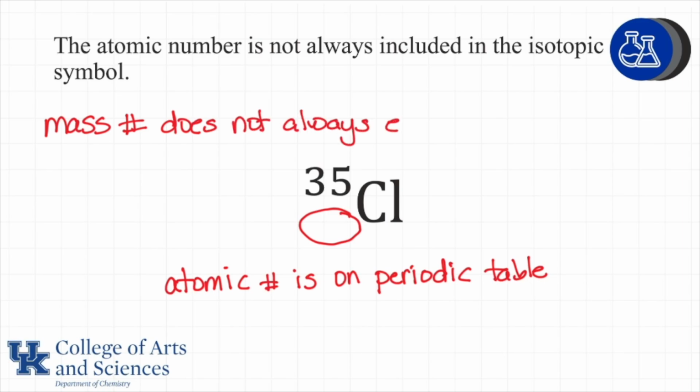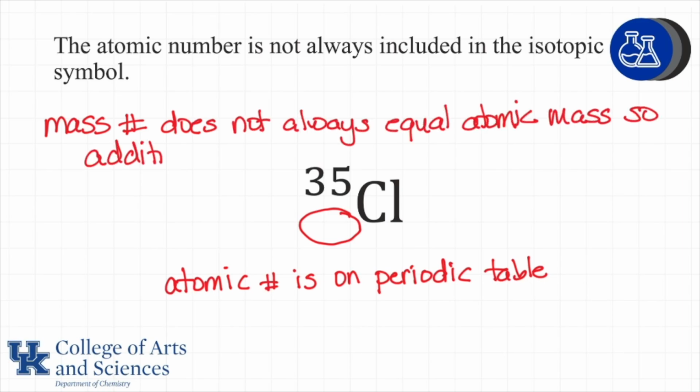So the mass number does not always equal the atomic mass. So we're going to see this average atomic mass on the periodic table. So for chlorine, for example, you'll see 35.45. And that's because there's a mix of isotopes. There's chlorine 35 and chlorine 36. And together, their average atomic mass is 35.45. When we're looking at isotopic symbols, that mass number is always a specific version of that element. So we're looking at chlorine 35 here. We could also look at chlorine 36. We will never see chlorine 35.45.